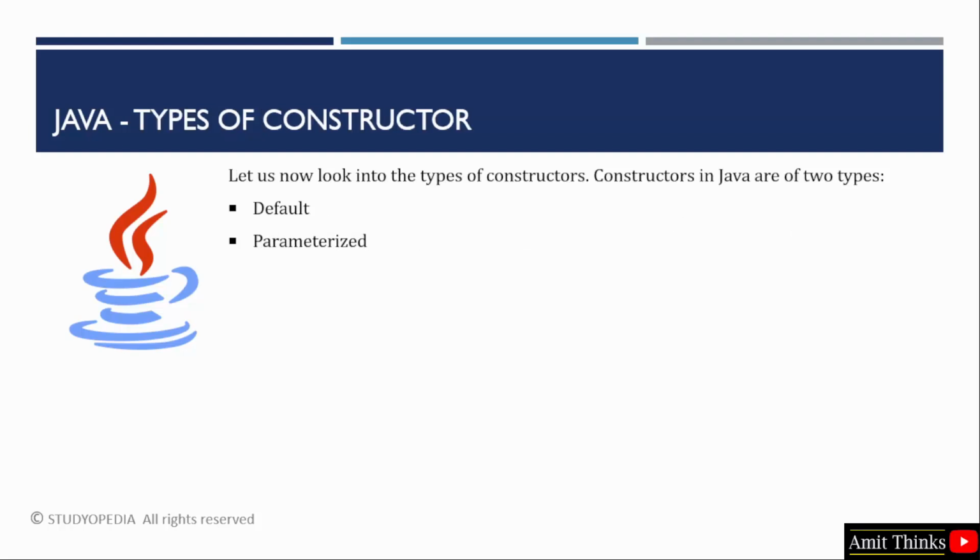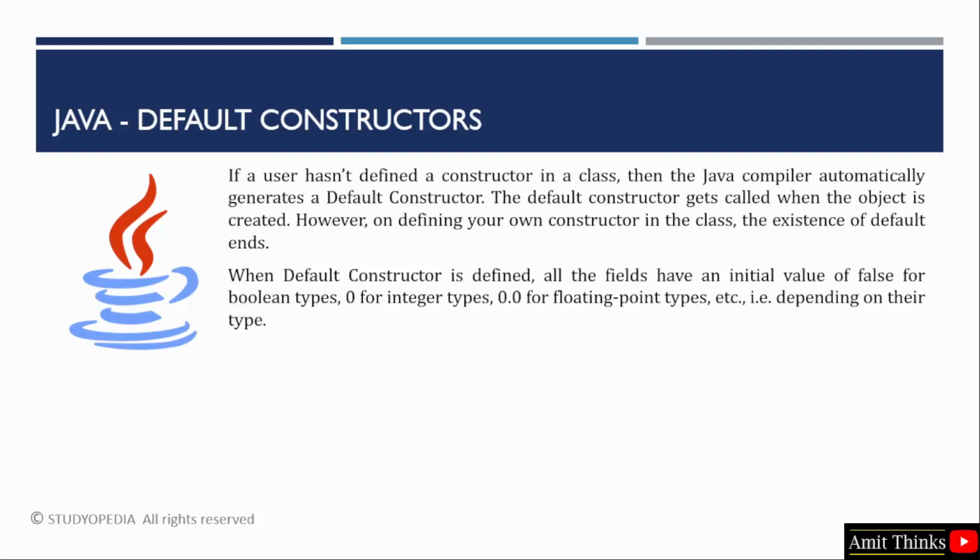These are the types of constructors which I already told you: the default constructor and the parameterized constructor. The default constructor won't have any parameter, but a parameterized constructor accepts arguments to initialize attributes. Let us understand them one by one. If no constructor is defined in your class, the Java compiler automatically generates a default constructor. It gets called when an object is created using new.